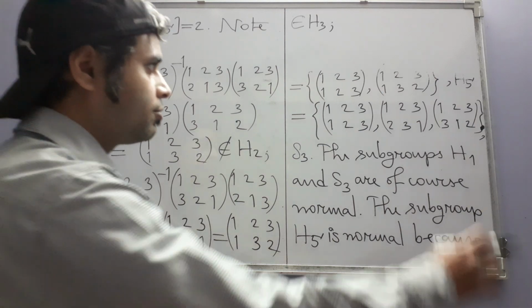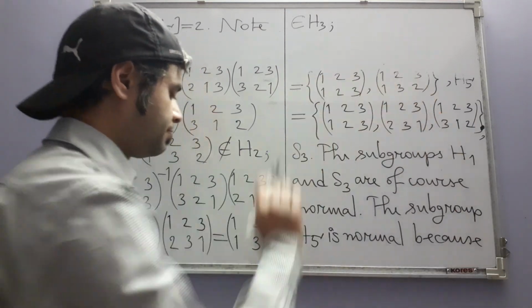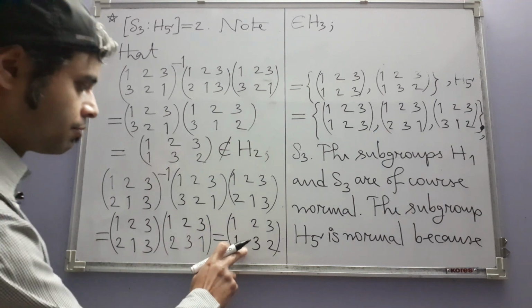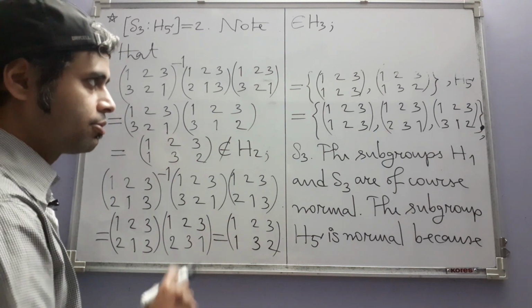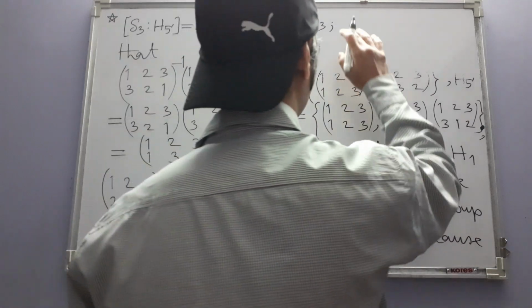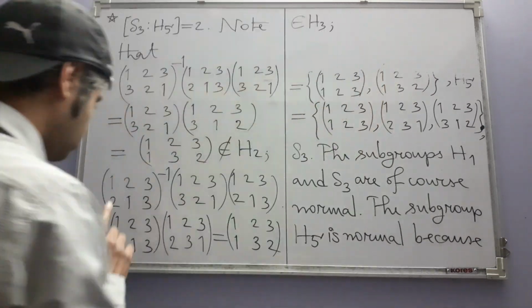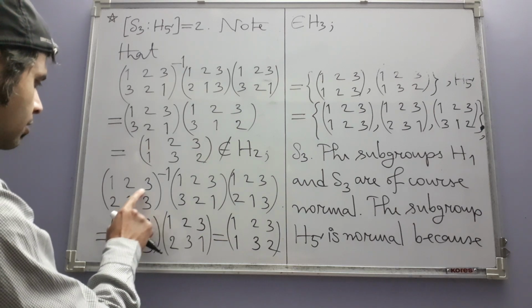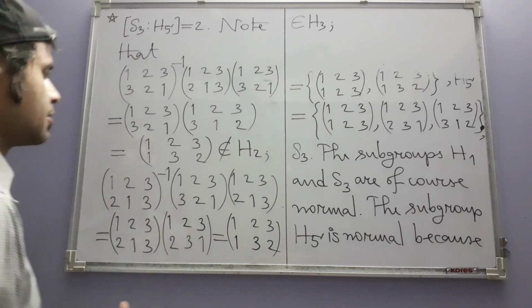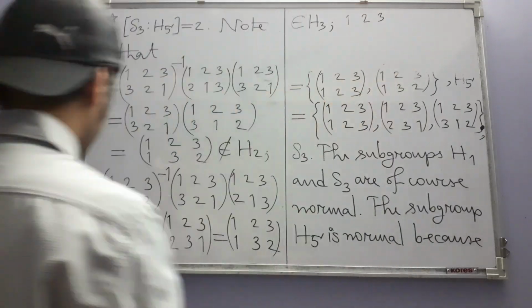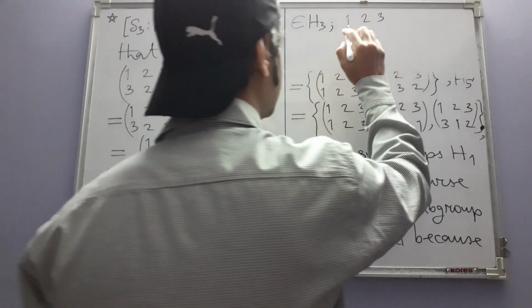The generator of H4 is this. In fact, this final result actually belongs to H4, but that does not give us normality. And what shall we choose for this element? Let's choose this one itself. (1 2 3), (2 1 3).